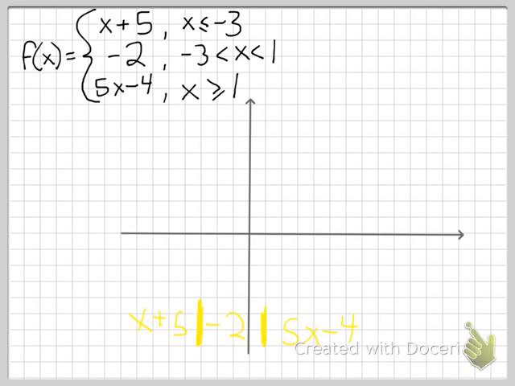So let's say I'm looking at the x plus 5. Well, that's when x is less than or equal to negative 3. So that means it includes negative 3. So if at negative 3, the whole function, I'm going to use the x plus 5, I get 2. Pick another one. As long as it's less than or equal to negative 3, I'm fine. How about negative 4? I get 1. If I want to do negative 5, I'd get 0. So I get these points.